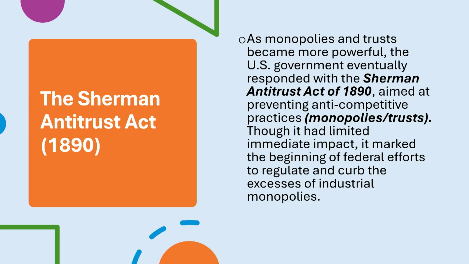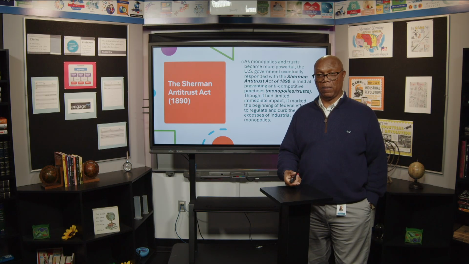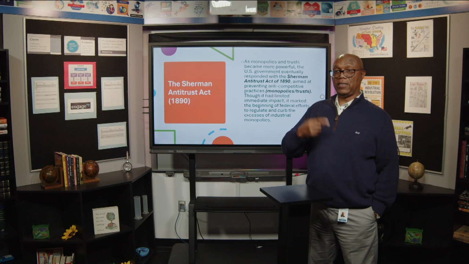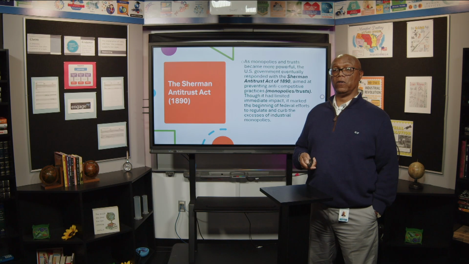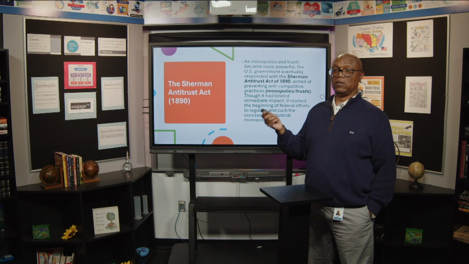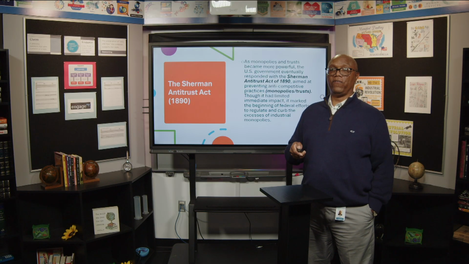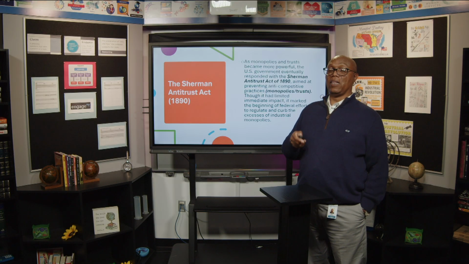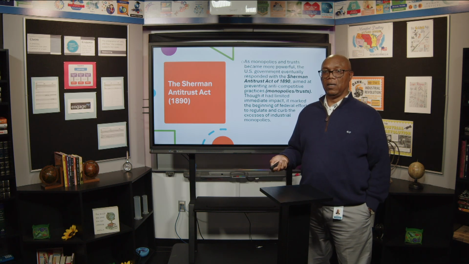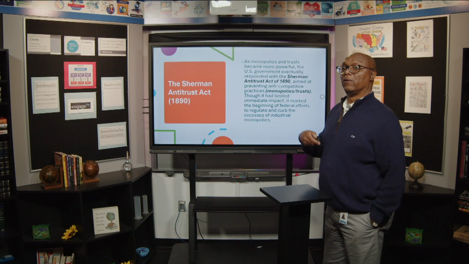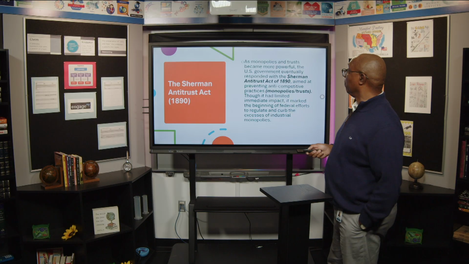Though it had limited immediate impact, it marked the beginning of federal efforts to regulate and curb the excesses of industrial monopolies. In other words, for the first time, the government is actually stepping in and not taking the side of the business owners, and is doing something, of course, to ensure fair competition in the marketplace so that consumers, regular folk, will have a fair shake when it comes to buying particular products, and they won't be at the mercy of the prices that are set by a few industrialized robber barons like Carnegie, Rockefeller, Jay Gould, and others.